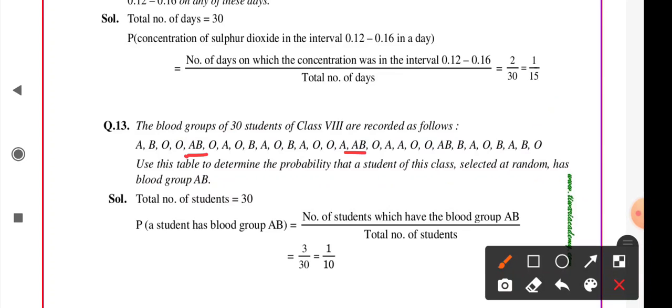You can see that 1, 2, 3. There are 3 AB. So the probability will be 3 upon 30, because the total number of students is 30.